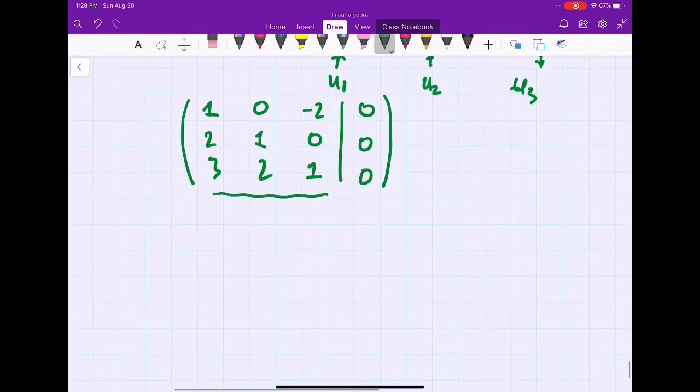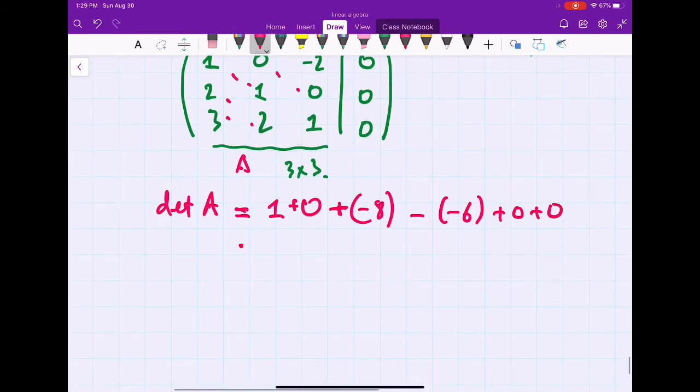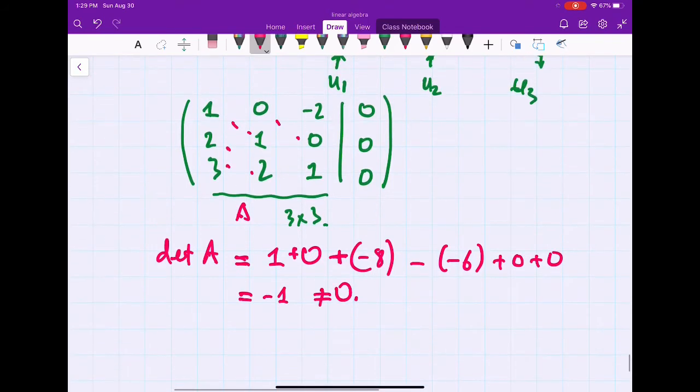Again, the coefficient matrix is 3 by 3, so we can check that. If the coefficient matrix is invertible, then only the trivial solution. If not, non-trivial solutions. So I can check the determinant of this matrix, let's say matrix A, because we know invertibility is equivalent to the condition that the determinant is not 0. I think we found this determinant in the previous video, but let's do that again. So I have 1 times 1 is 1, 0 times 3 is 0, and then 2 times negative 2 is negative 8, minus negative 6 plus 0. So basically you get negative 1, not 0. That means the coefficient matrix is invertible.